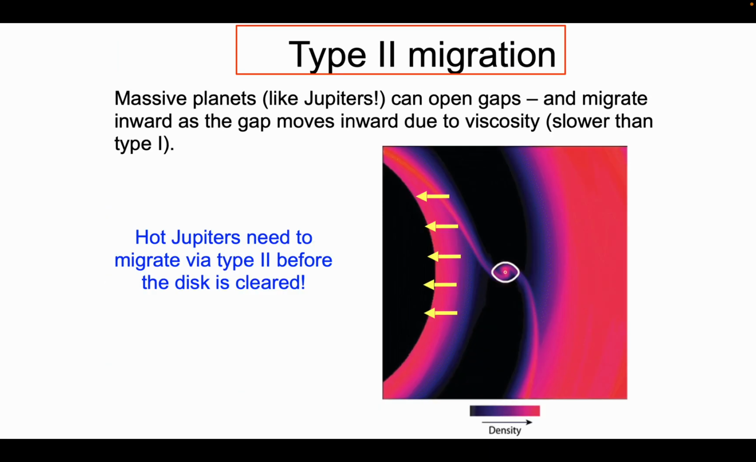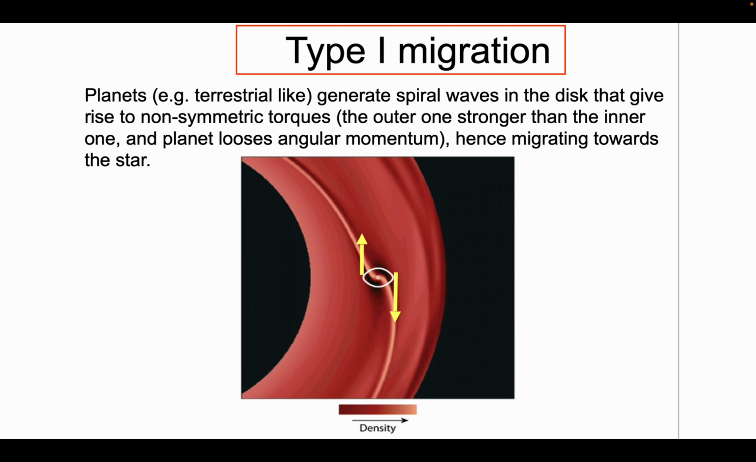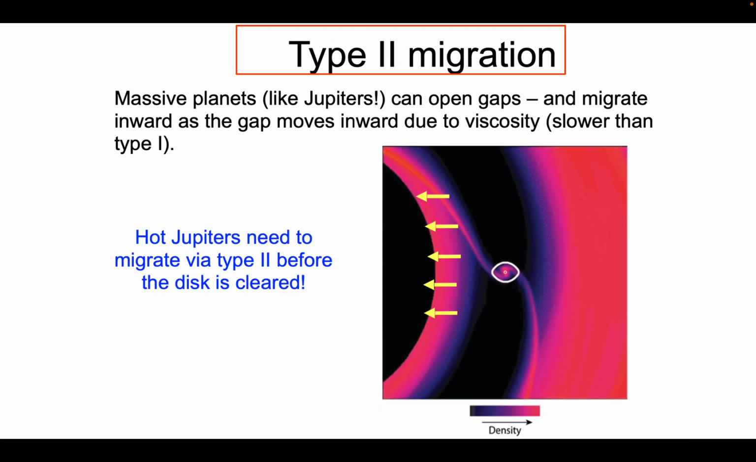There are two types of migration. One is known as migration type 1 and another is known as migration type 2. In migration 1, the terrestrial-like planets generate spiral waves in the disks that give rise to non-symmetric torques. The outer one is stronger than the inner one and the planet loses angular momentum, so the planet migrates towards the sun.